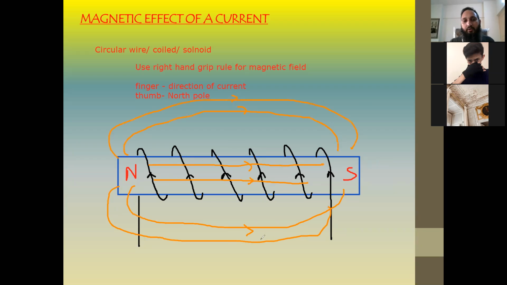So using the right hand grip rule, we identify the north pole. In this example, with a circular wire where we know the direction of the current, the fingers rotate in the direction of the current and the thumb is pointing towards the direction of north. And then the magnetic field is from north to south. Within the wire, it is straight, and around the wire, it is circular. Is it clear, this part?